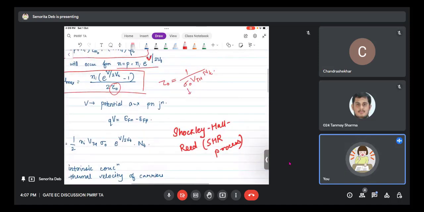Sigma naught is the cross-sectional area, so it will be in meter square. Vth is the thermal velocity of the carrier, which is meter per second, and Nt is the density of states, which is normally 1 upon meter cube, or centimeter cube, whatever. You see that all these units will cancel out, and what you get is 1 upon 1 by second, which is second. So that's why this makes sense. The recombination time can be given by this formula.